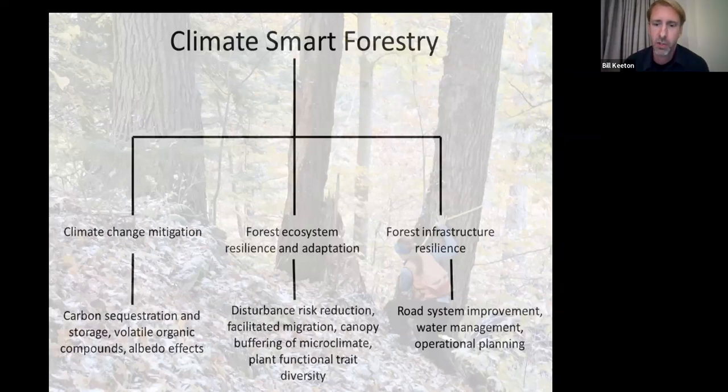But we also see climate smart forestry used a lot in the context of resilience and also adaptive management or adaptive forestry. So here, this might include things like fire restoration and fire risk reduction. It might include other things like management for complex forest canopies that help buffer microclimates and reduce relative humidity beneath those canopies. There's also a whole field of science generating a lot of excitement around the idea of functional plant trait diversity, meaning managing forest ecosystems for very high levels of plant trait diversity that would give ecosystems the ability to adapt and change in response to climate.